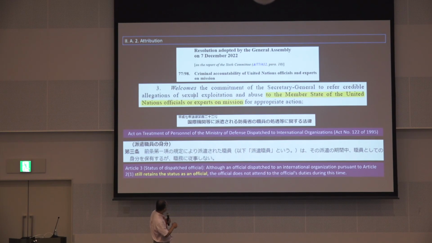But anyway, internationally, this is a domestic question, because Article 4 of the ARSIWA says that it is the domestic law which determines the status of the state organ. Although an official of the Ministry of Defense is dispatched to an international organization, for example the UN, he still retains the status of an official. So if you go to the peace mission, you retain the status of an official of the Japanese government. That's a matter of course, right?